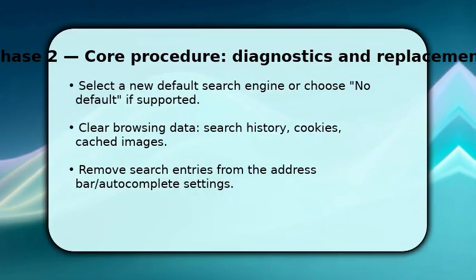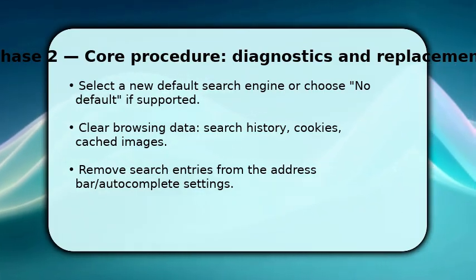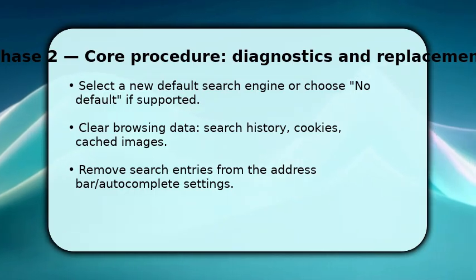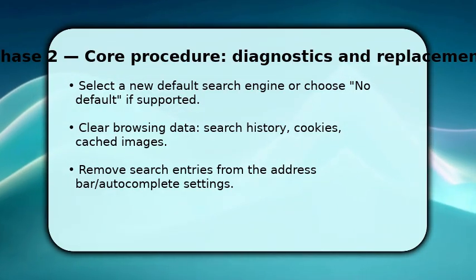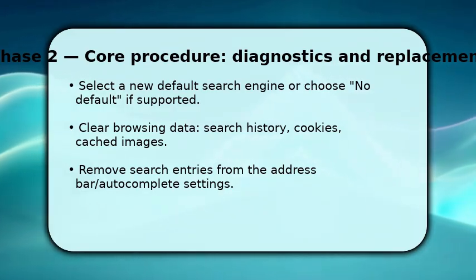Pick search history, cookies, and cached images. Set the time range to all time to be thorough. Then go to the address bar or autocomplete settings and remove any saved search entries or suggestions tied to Google. These steps delete the active links and the stored prompts that would bring Google back.